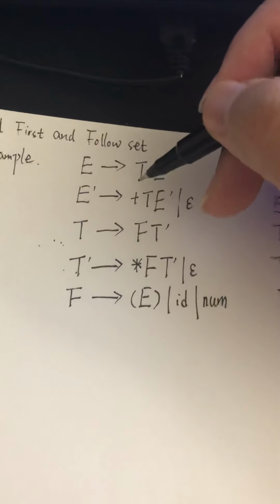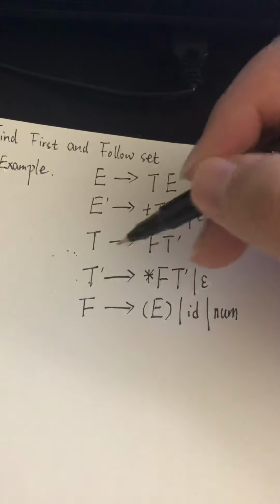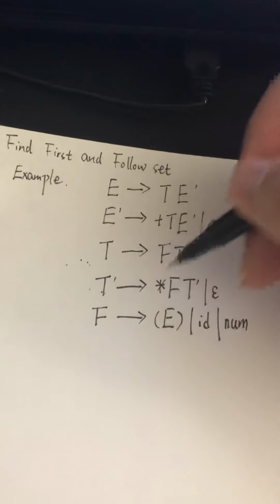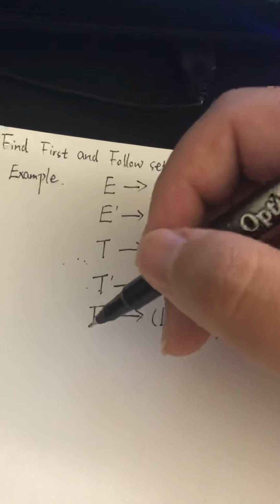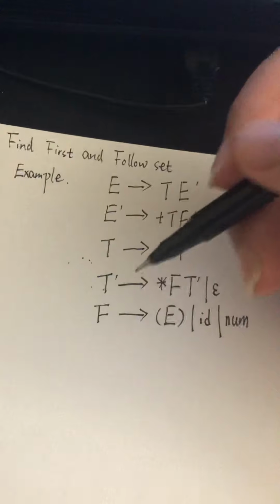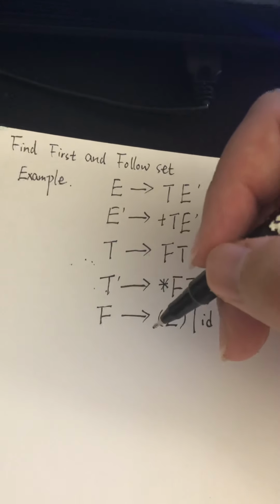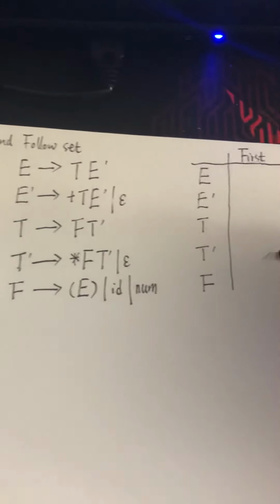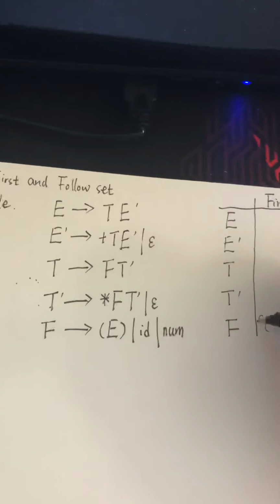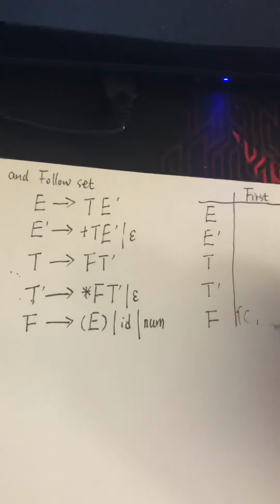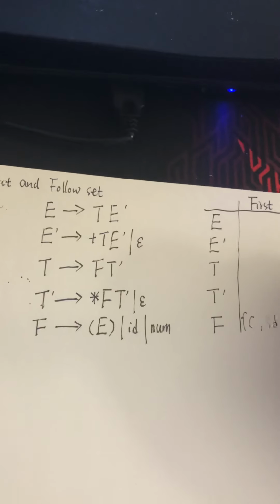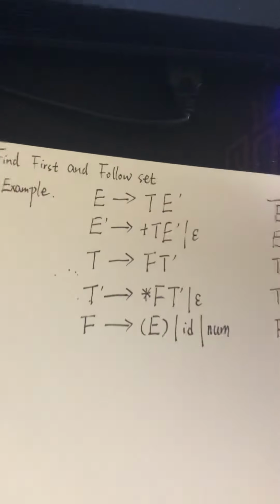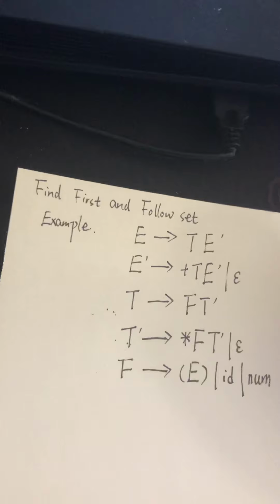So what is first of T? Here is the T. First of T is equal to first of F. What is first of F? Now we check F here. The first of F is equal to what? It's left parenthesis, ID, and num. So we add left parenthesis, ID, num here, and because first of E and first of T are equal to first of F, we just write the same here.